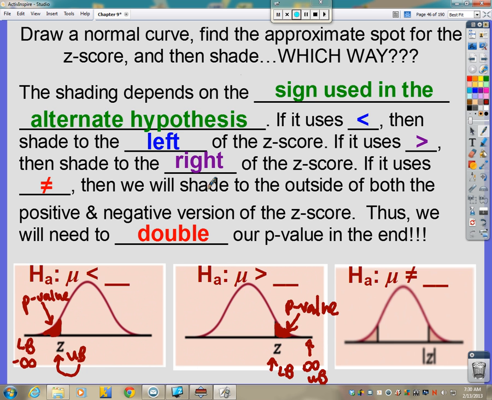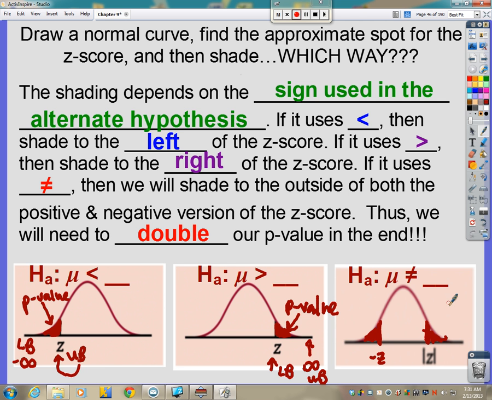And if our alternate hypothesis uses a not equal to sign, then we're going to shade on both sides. This is where it's going to get a little bit different. Let's say, for instance, you get a positive z-score. Well, you can certainly put the positive z-score down here, but we're also going to mark the negative version of it. Because when we say we don't know whether it's greater than or less than with a not equal to sign, we have to consider both cases, that maybe it is greater than or maybe it is less than. And then we're going to shade to the outside of those two. We're going to shade less than this negative version and greater than the positive version.